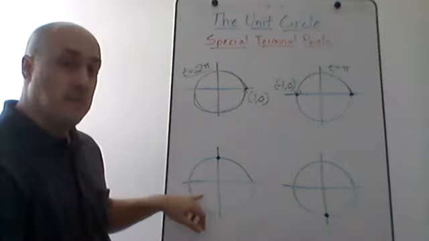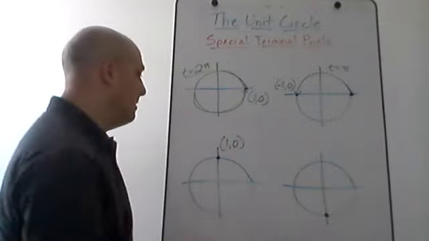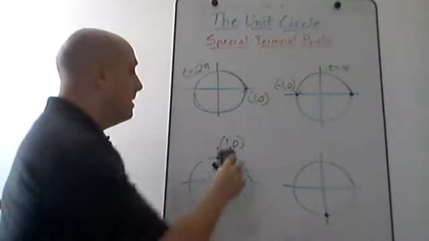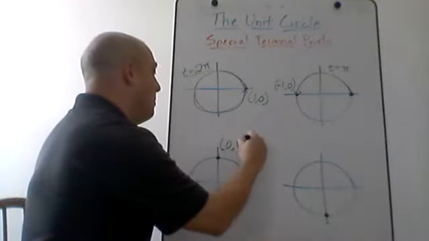So for the positive y-axis, I know that that terminal point is going to be 1, 0. No, that's not true. The terminal point there is going to be 0, 1. X is 0, y is 1.